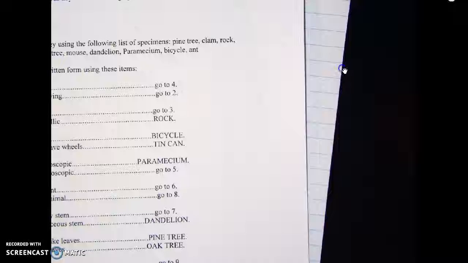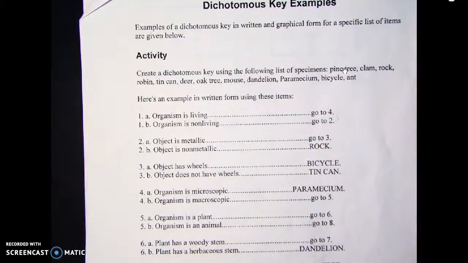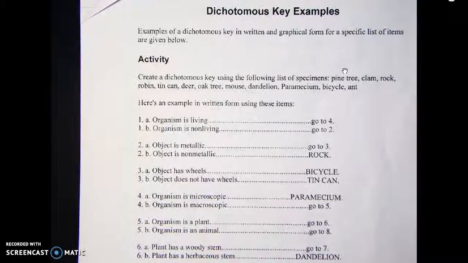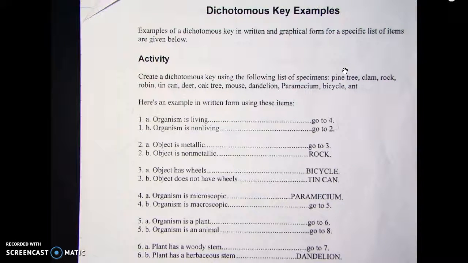Okay, everybody, what I'd like you to do today is work on some dichotomous key skills. This is something that we've done a couple times, not in a while though. This is something that's going to be on your state exam at the end of the year. It's there every year. I can 100% guarantee it will be there. And you're going to have to make your own dichotomous key. This is something that we've talked about before.